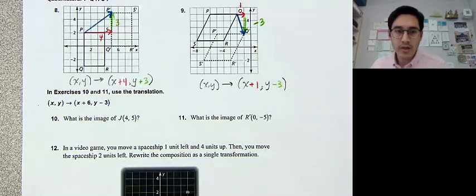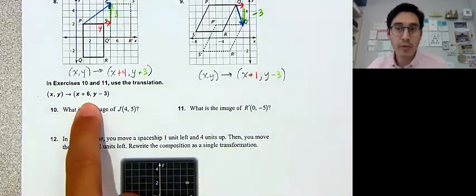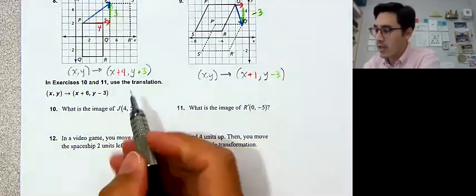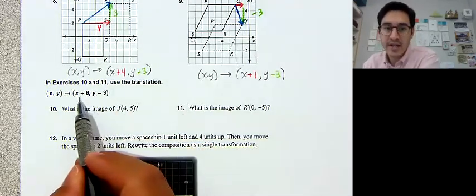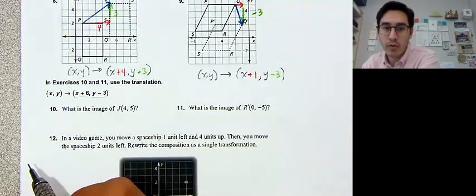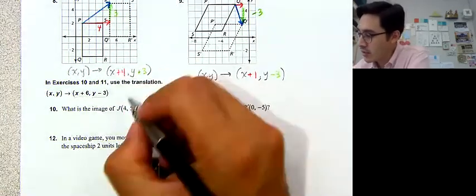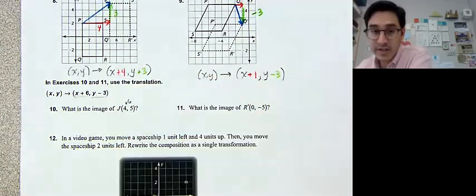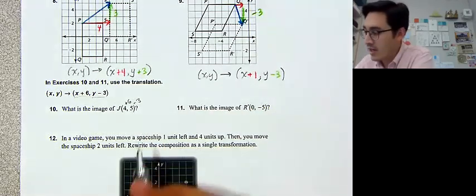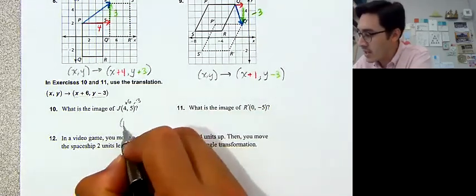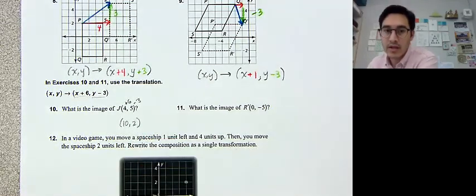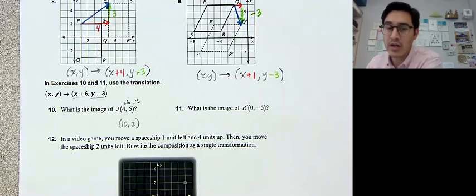All right, so now what we'll do is we'll apply a rule to a point. So the rule says add 6 to the x coordinate and subtract 3 from the y coordinate. So I'm going to add 6 to 4 and subtract 3 from 5. And what I would get is 10, 2. That would be the new location of that point.